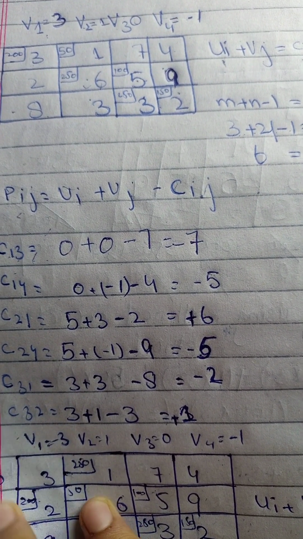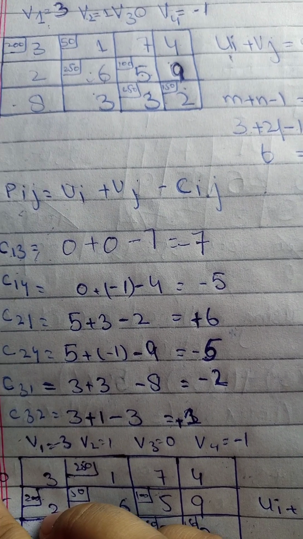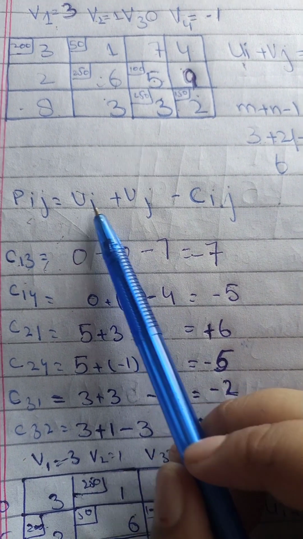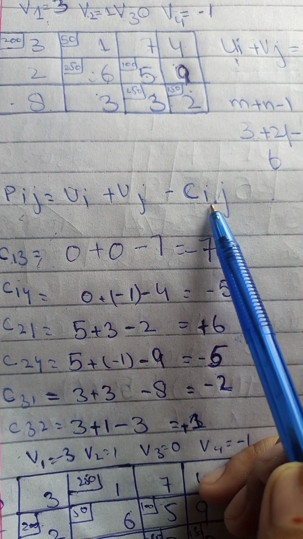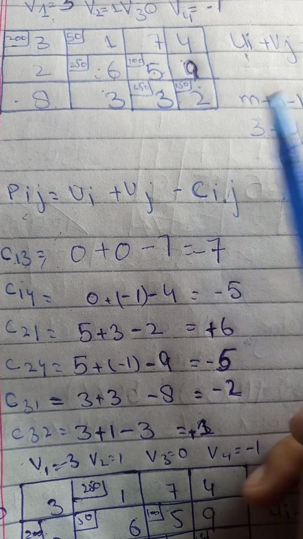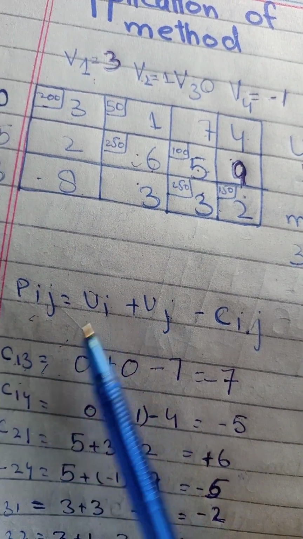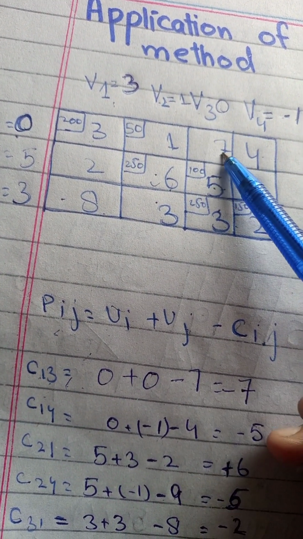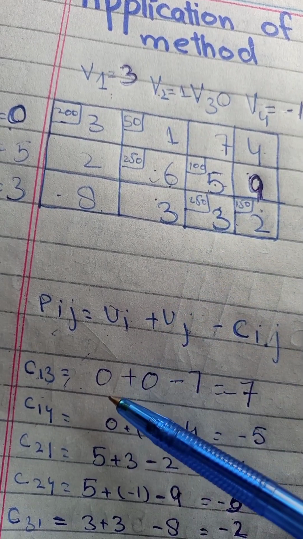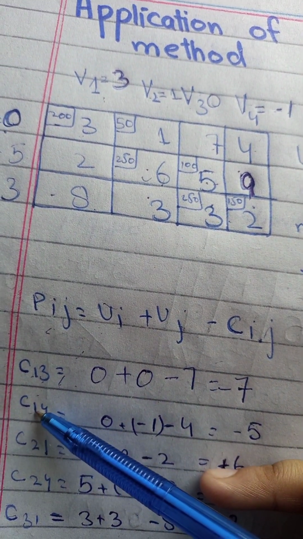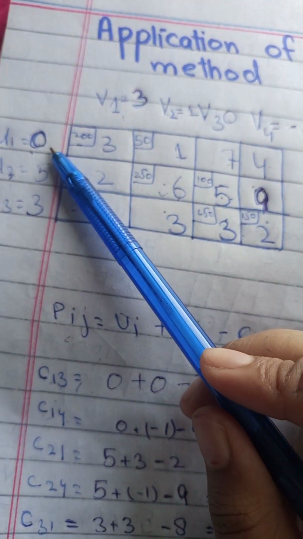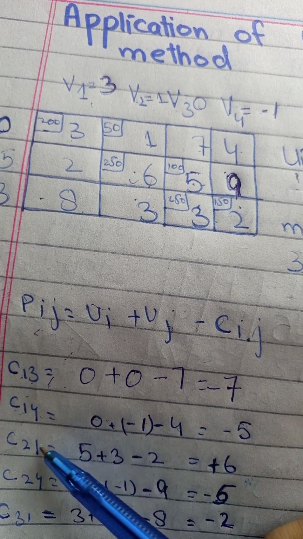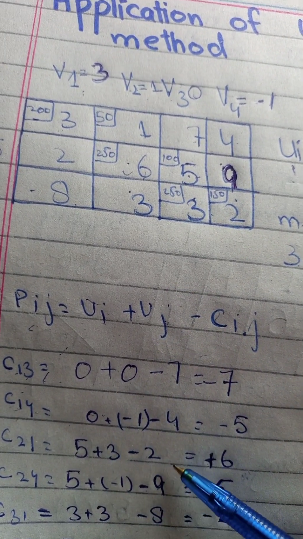Okay students, now we will move to the next step. We will find all the penalties here by the formula Ui plus Vj minus Cij, for the unallocated cells. For C13, here U is 0 and V is 0 and the cell number is 7. So 0 plus 0 minus 7. For C14, U is 0 and V is minus 1, so 0 plus minus 1 minus 4. In the same way, we will do all the sums.